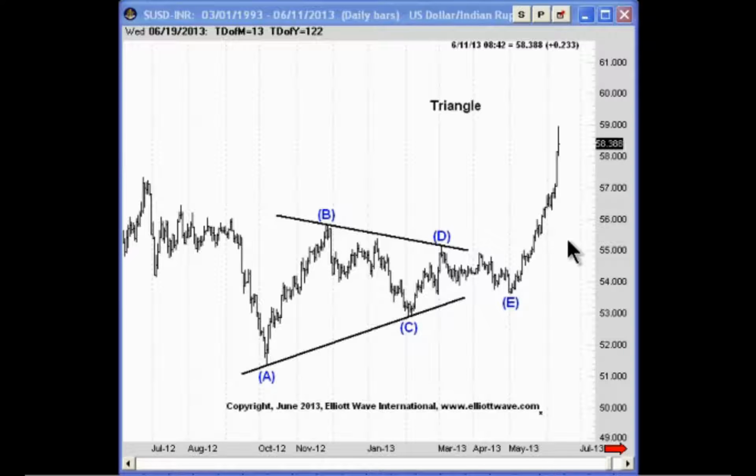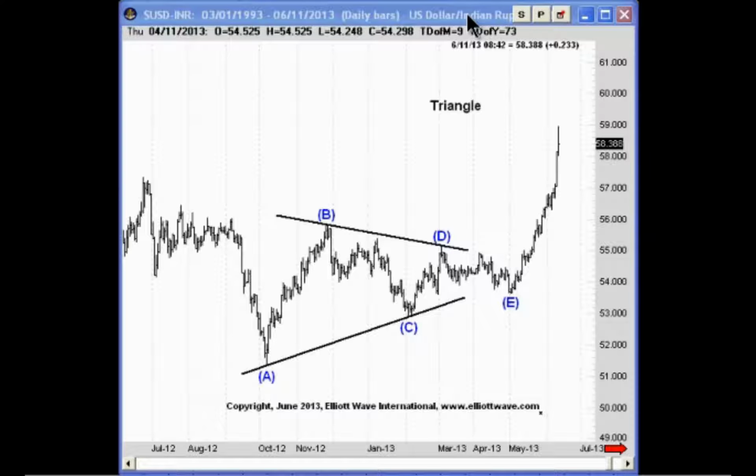Wave B precedes the final move of that sequence, which is wave C, and wave X precedes the final moves of that sequence, which would be an additional A, B, C, or WXY formation. So triangles always precede the final move within a sequence. In other words, they're a good indication that the party is about to come to an end.